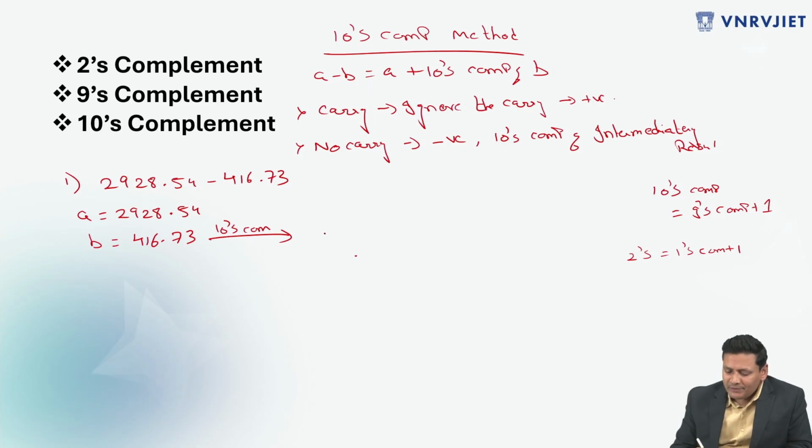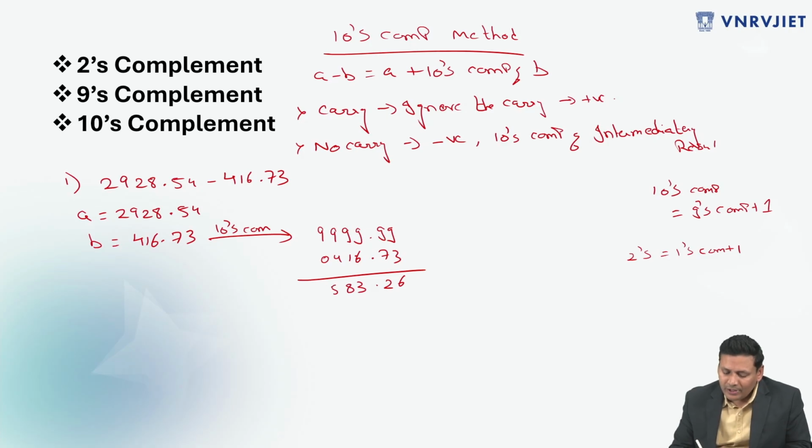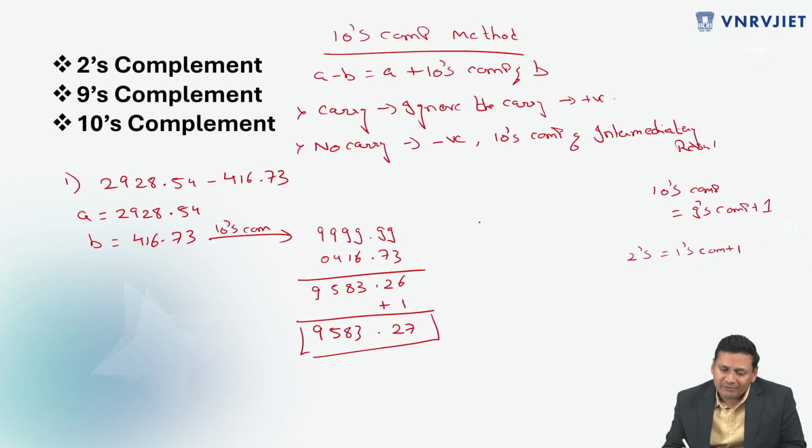Tens complement of B means first I will find out the nines complement. So the nines complement will be 9999.99 minus 0416.73. See, I have taken here 4 nines to make it even, right? So it will be 9583.26. This is my nines complement, and this will be my tens complement, 9583.27. So to get the final answer, we have to add this value to A.